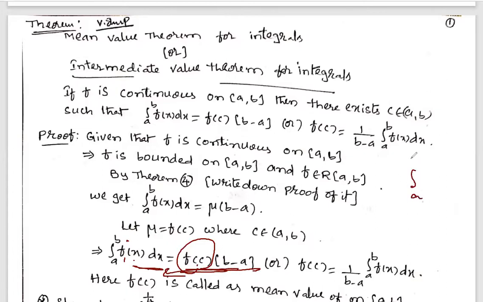So you'll have the integral from a to b of f of x dx equal to f of c into b minus a. So what do you want? F of c will be equal to 1 by b minus a into the integral of f of x dx. So you need the value of f of c. That is what you have to prove.